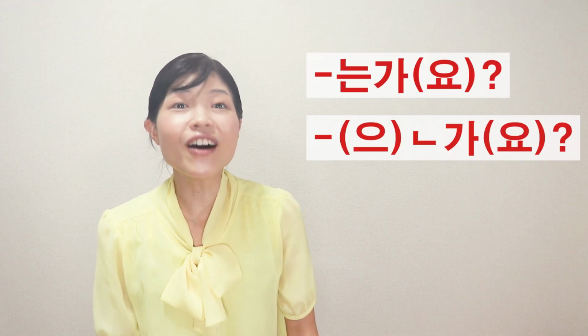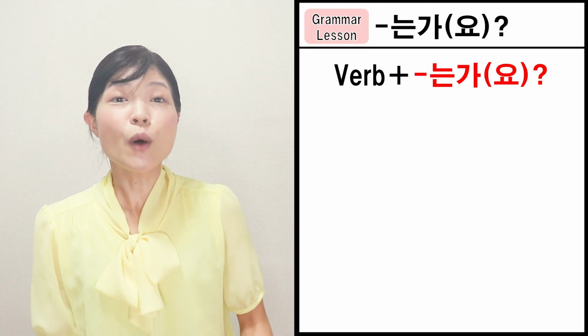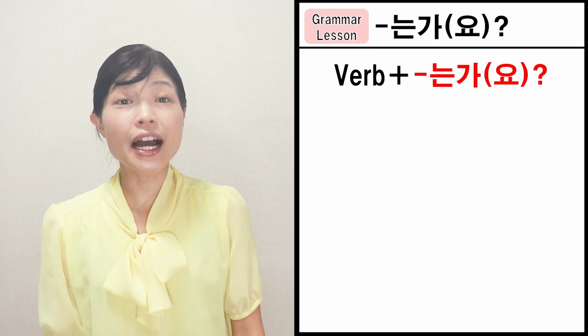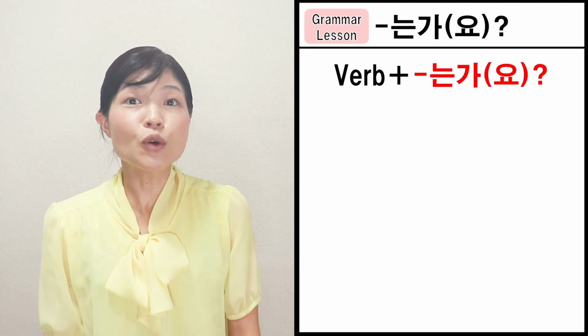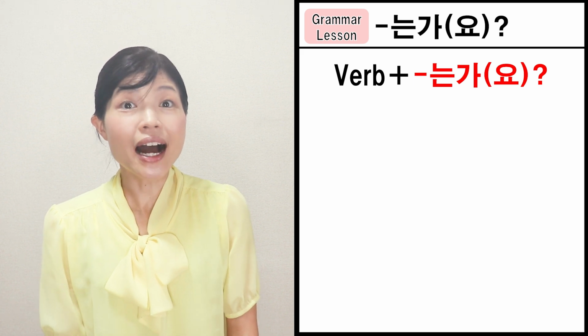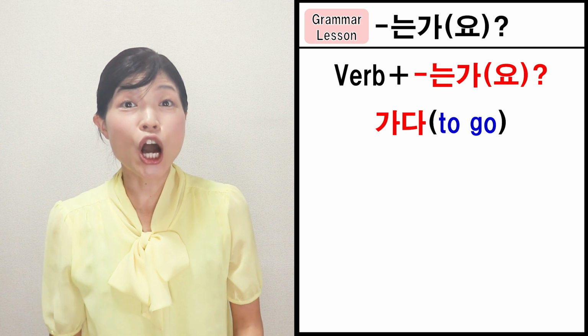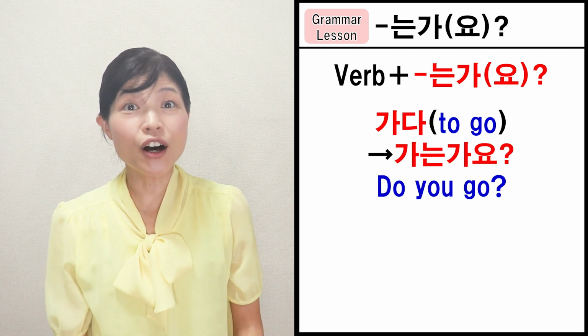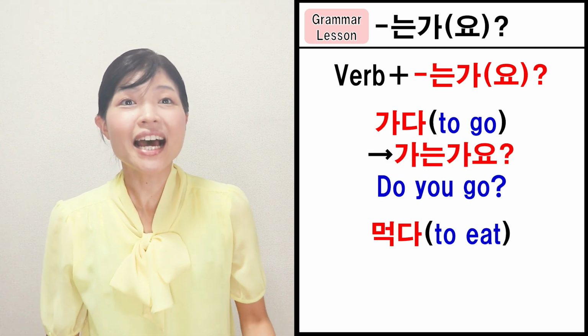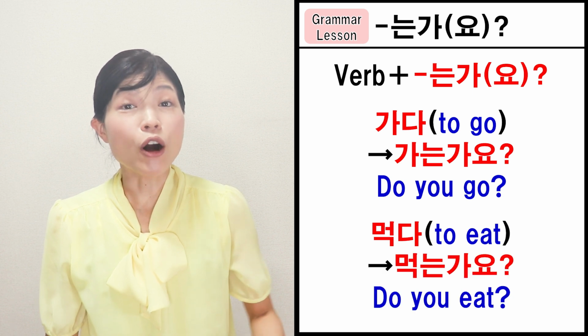Now, let's see the usage in cases of 는가요, 은/ㄴ가요, and 인가요. For a verb, you attach 는가요. In this case, you attach 는가요 regardless of a final consonant. For example, 가다, to go, will be 가는가요? Do you go? 먹다, to eat, will be 먹는가요?